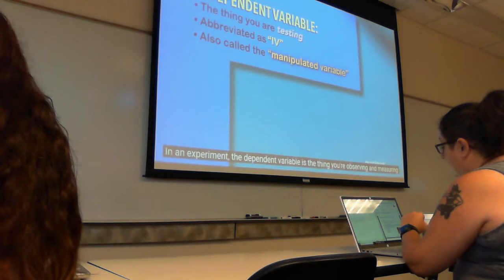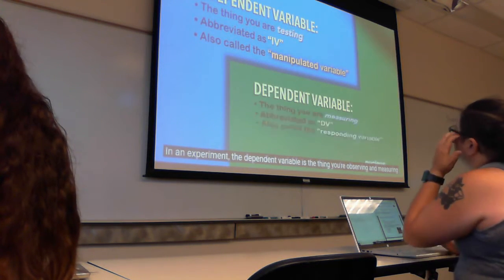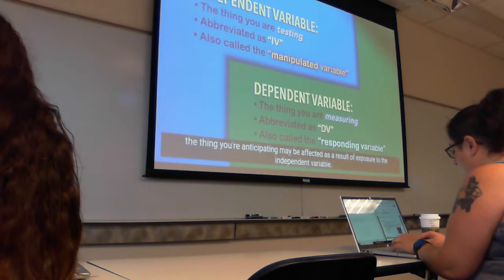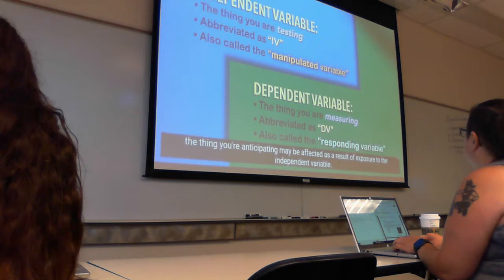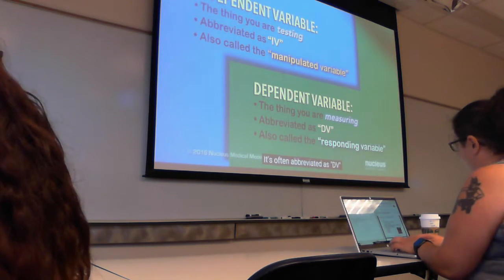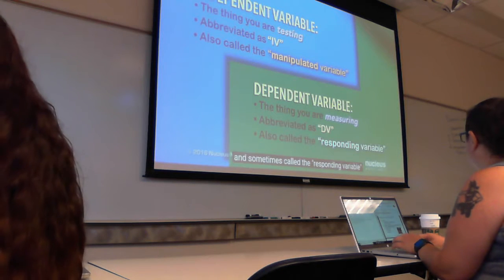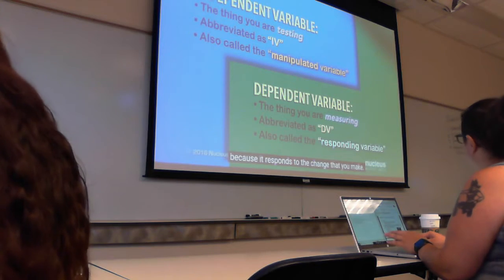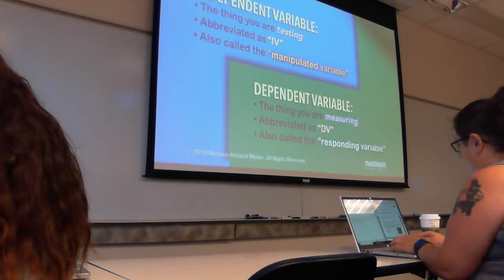In an experiment, the dependent variable is the thing you're observing and measuring, the thing you're anticipating may be affected as a result of exposure to the independent variable. It's often abbreviated as DV and sometimes called the responding variable because it responds to the change that you make.